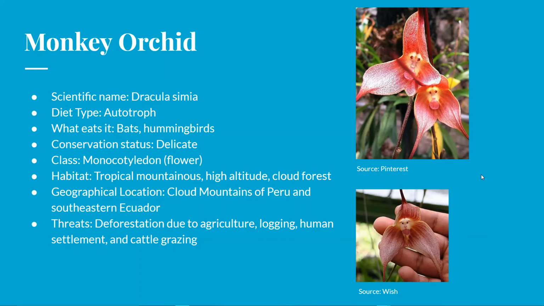And then its habitat is tropical mountainous, high altitude. And actually, the specific habitat is a cloud forest, which is a very specific type of habitat that's found in the mountains of Peru and Ecuador, where it's very high up in altitude, but it's also warm and a tropical kind of environment. And then it's threatened by deforestation due to agriculture, logging, human settlement, and cattle grazing. So these are just some quick examples.